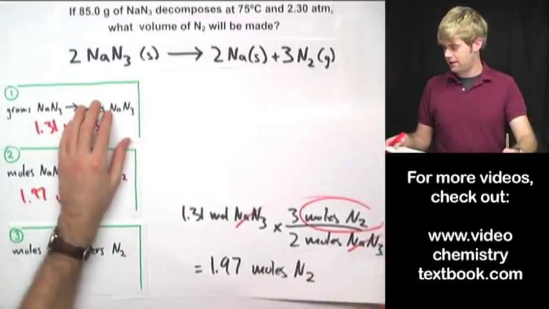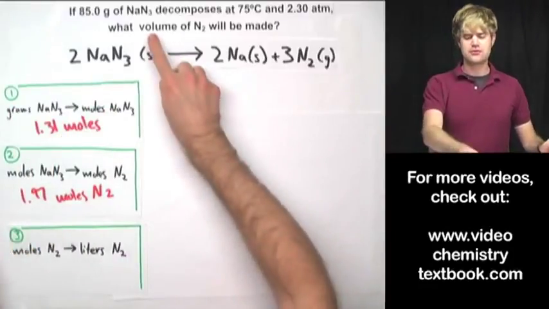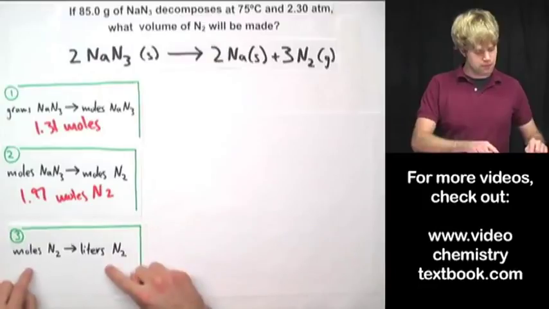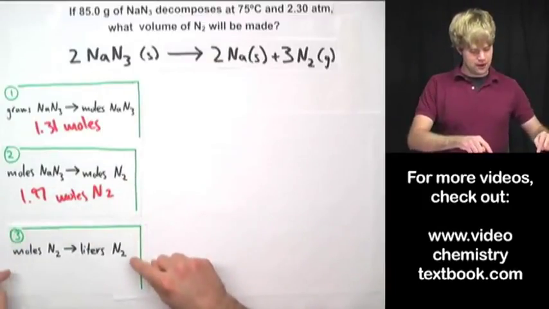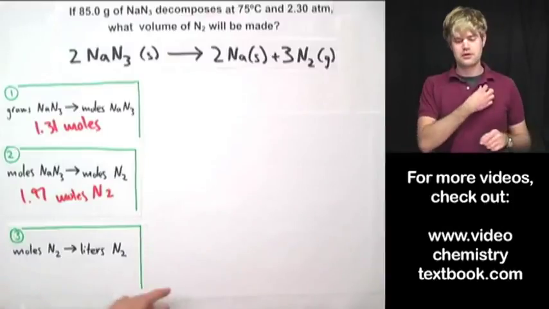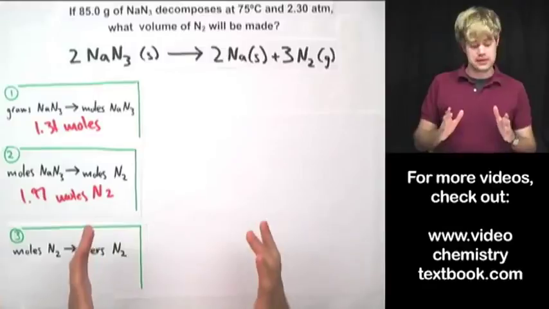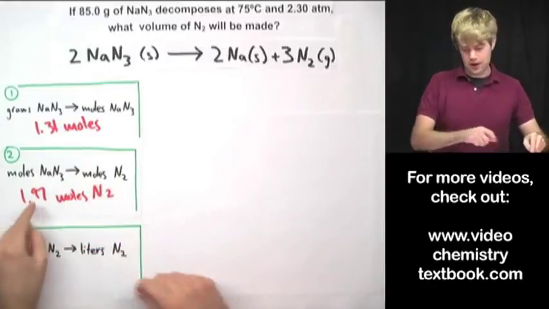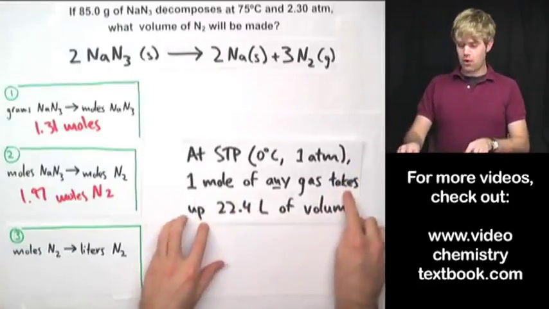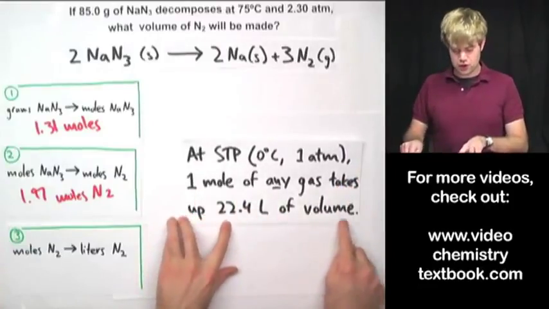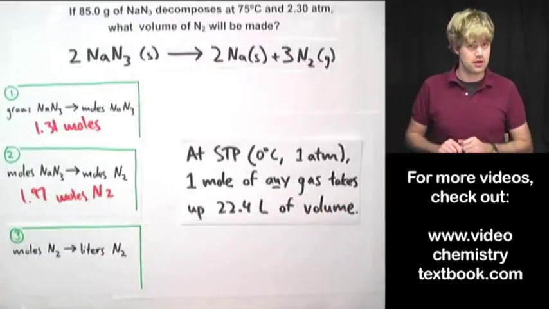I'm 2/3 of the way there. Now, the last thing that I need to do, because I'm asked for the volume of N2, not the number of moles, is to take the moles of N2 and find out the liters of N2. Now, this is a gas, so you might be thinking, aha, it's very easy to take the number of moles of the gas and convert it to liters, because you may say 1 mole of any gas takes up 22.4 liters of volume, so we can just multiply this by 22.4, right?